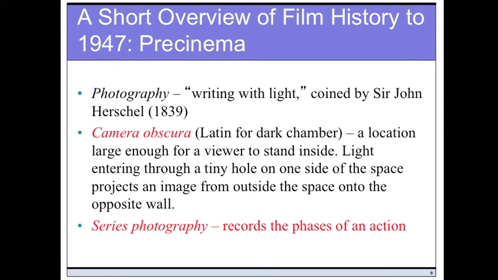1839 was the first piddling with photographs by John Herschel. The next thing that came about was called a camera obscura, and this is a location large enough for a viewer to stand inside. Think of a closet-size kind of thing. Light enters a tiny hole in one side and projects an image from outside of the space onto the opposite wall inside the little studio.